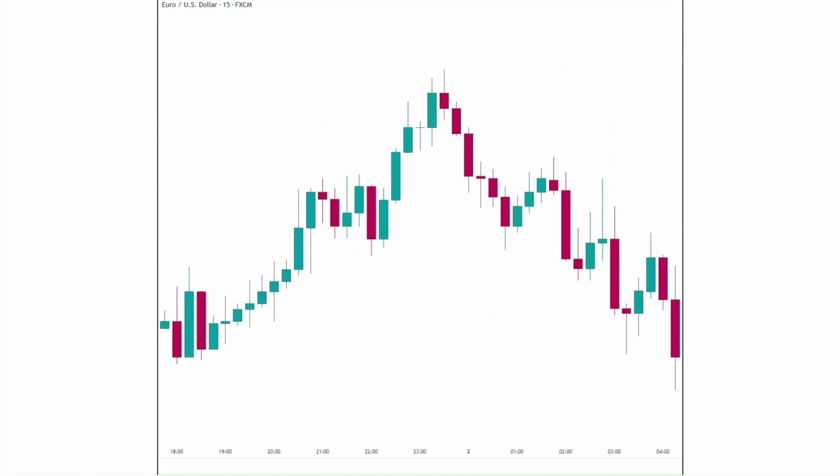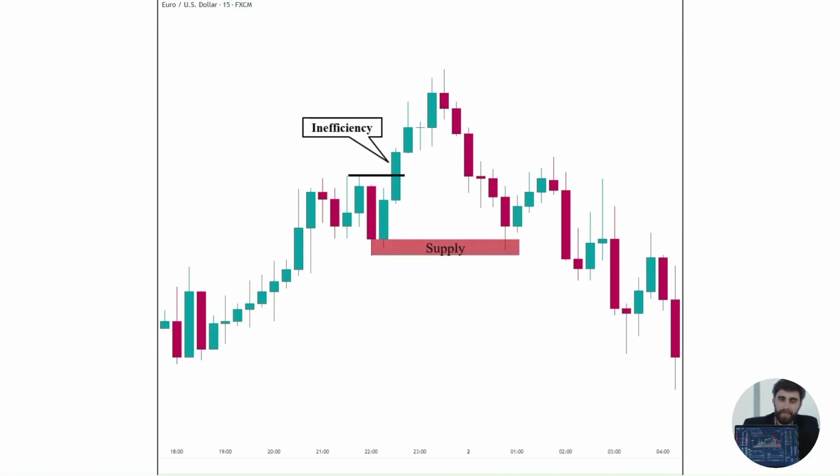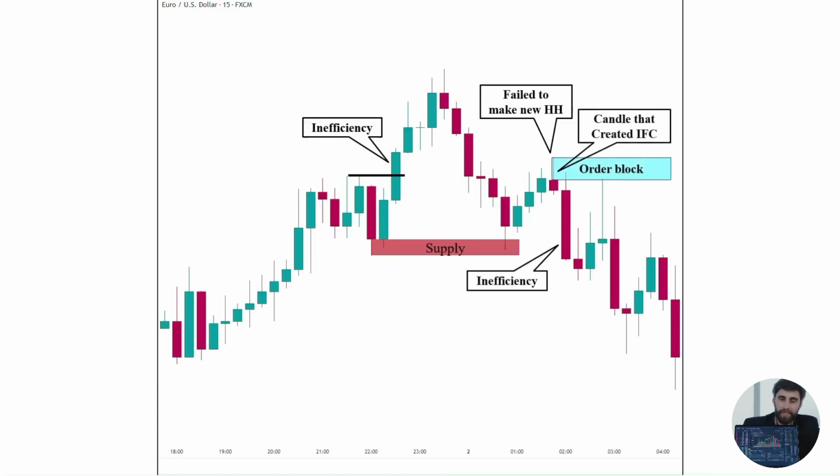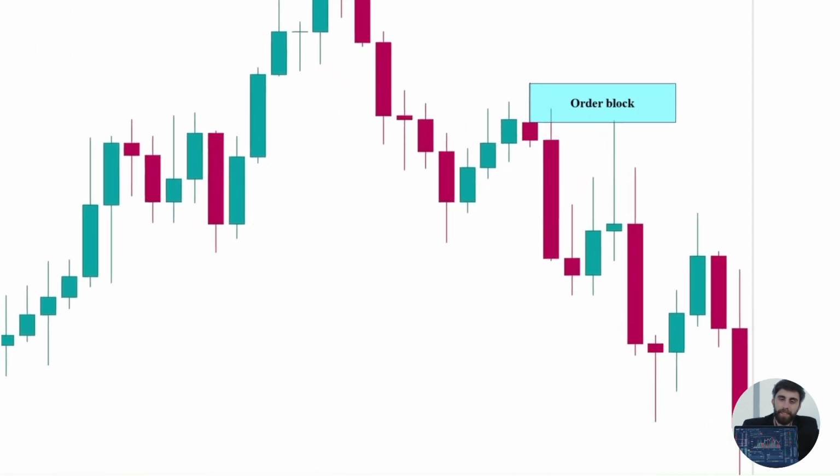Let's see a live chart example. Here price broke through the structure level with inefficiency, leaving behind an extreme supply level. After mitigating this supply zone, price failed to make a new higher high. It breaks through the supply level with inefficiency, making this candle a perfect order block and an opportunity to go short. So this is how we execute our trade.